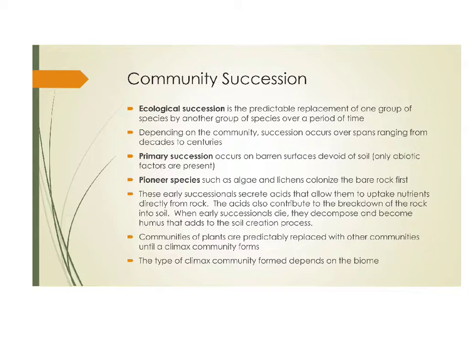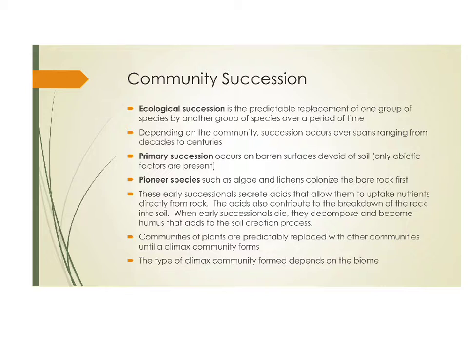Community succession. Ecological succession is the predictable replacement of one group of species by another group of species over a period of time. We're primarily talking here about plant communities, by the way, because plant communities are what drive the animal communities in that area. Depending on the community, succession occurs over spans ranging from decades to centuries.